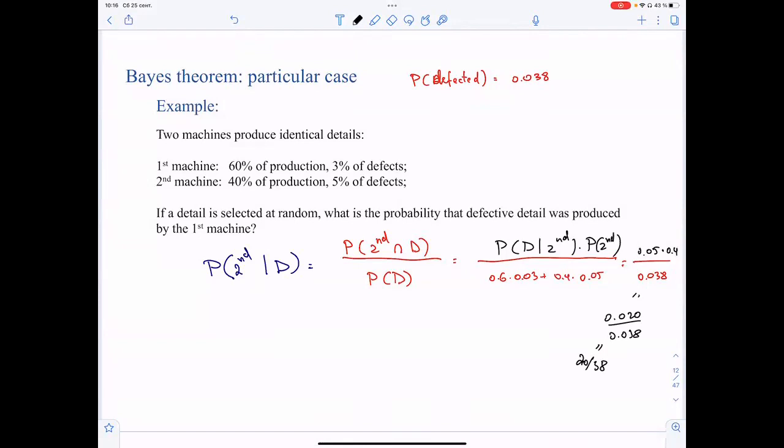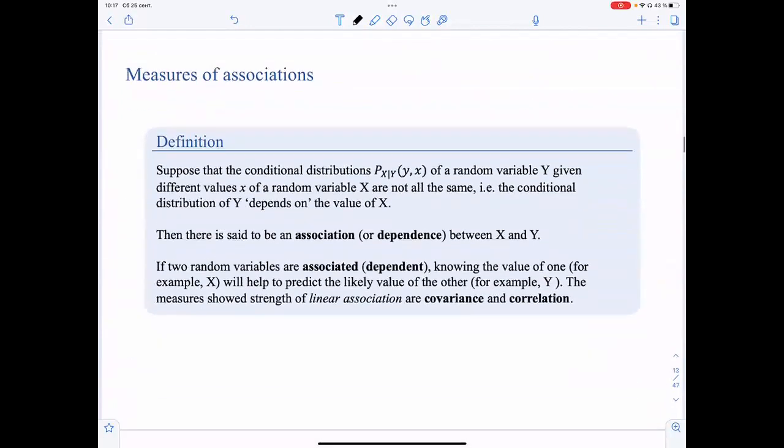So what we estimated is actually the probability that, given that you captured the defected detail, it was made by the second machine, and it appears to be 20 over 38, slightly greater than 1/2. And yeah, that's not fun, because the percentage of defects is pretty huge. That's not good for the industry, but I'm just kidding. All right, so we applied this formula, we practiced it, and now we may go to the next topic.